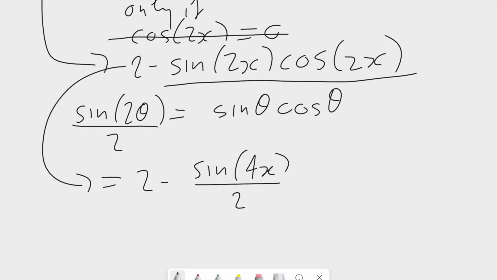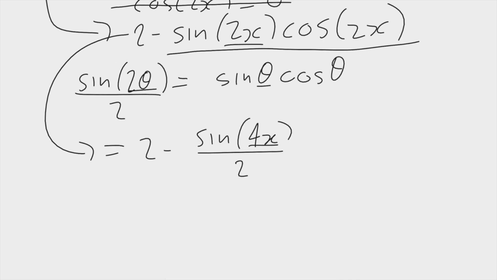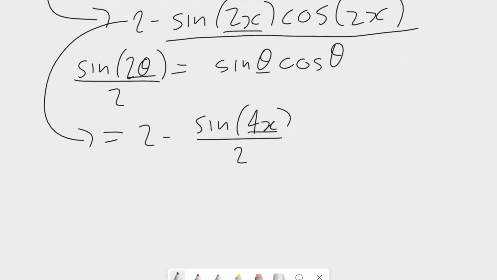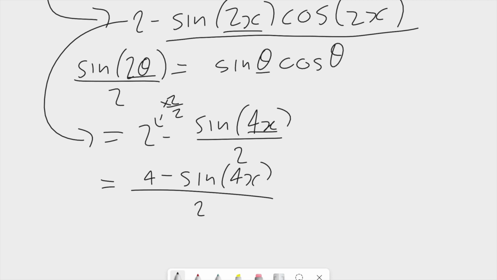Since this is a double angle formula, it takes theta to 2 theta. We're starting with 2x, so it goes to 4x. And now, just to make this a bit simpler, we can make it into a single fraction. So just multiply this by 2 over 2, and we get 4 minus sine of 4x, all over 2.